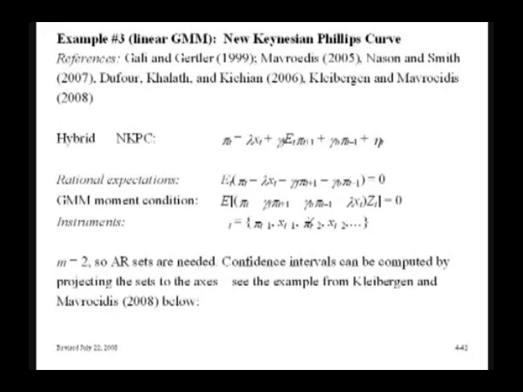Okay, so I'm going to look at the new Keynesian Phillips curve, and so this is great. It says Gali and Gertler, Mavridis, misspelled, Nason and Smith. Three of those people are in this room. Well, let me talk about their work.